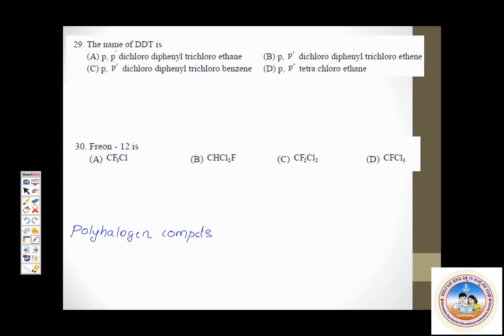Here you have to find out the IUPAC name of DDT, for which you should know its structure. Please take down this structure of DDT. It has a para-chlorine group, two such para-chlorobenzene groups. You have H here, and then you have one more carbon attached to 3 chlorine atoms. This is the structure of DDT.